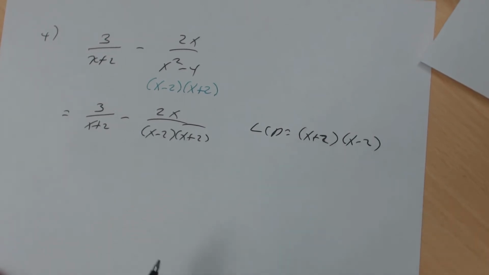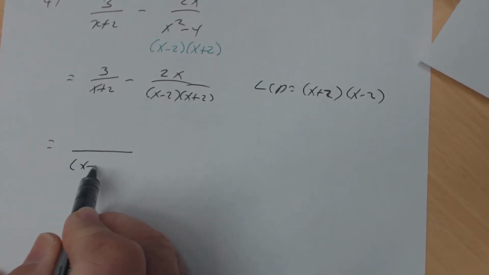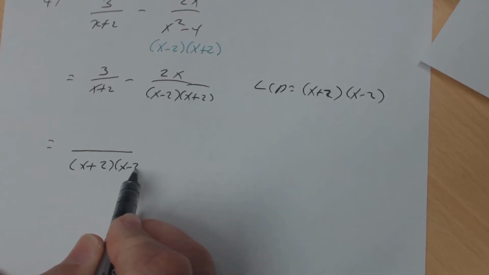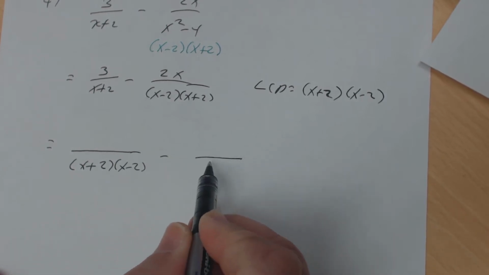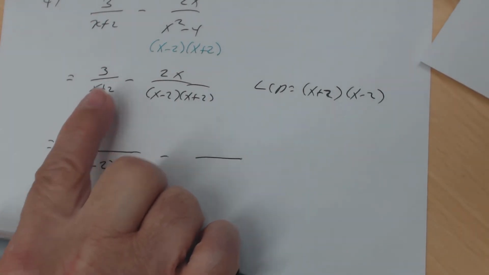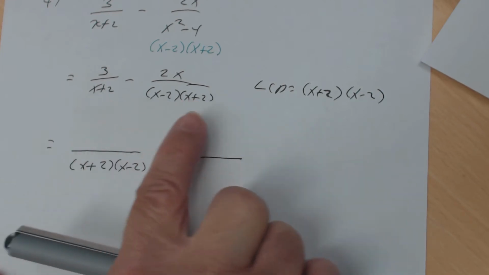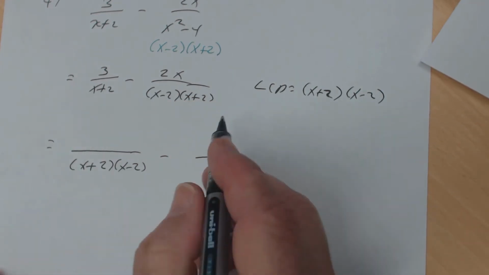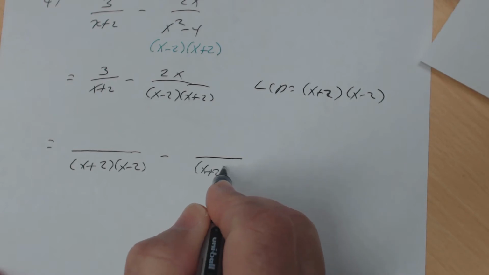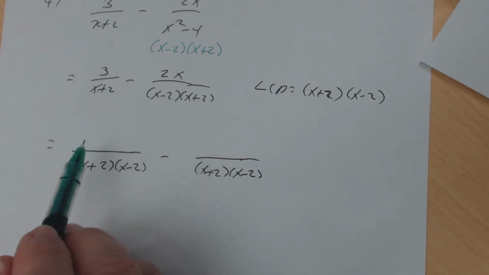So now you're going to write equivalent fractions. You're going to write two fractions with that denominator. You want to write an equivalent fraction to this one with this denominator, instead of x plus 2. And over here, you want the same thing: x plus 2 times x minus 2. All right, now let's write equivalent fractions.